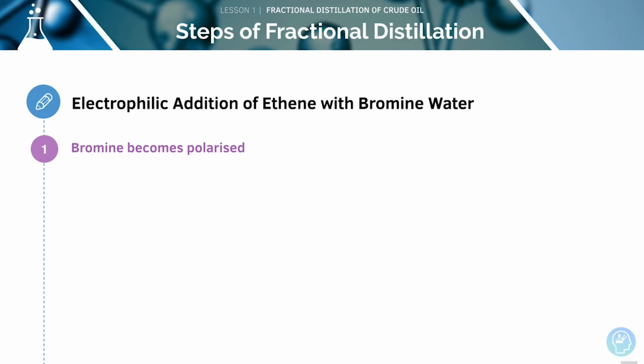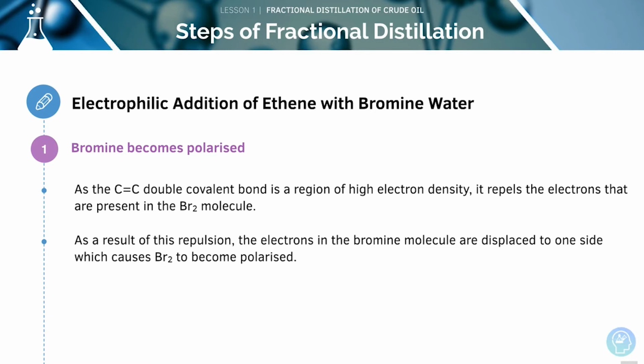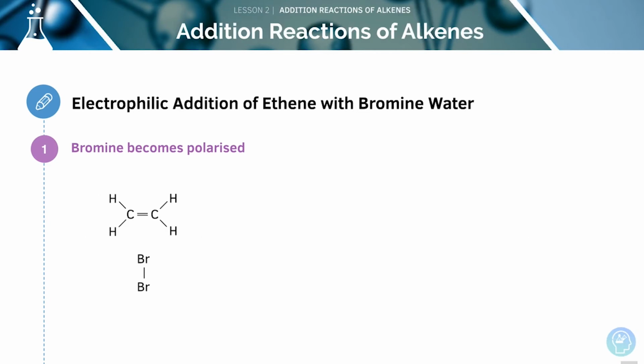Now let's look at the electrophilic addition reaction of ethene with bromine water. The first step is that bromine becomes polarised. So the bromine atom closest to the double bond has a delta positive charge, and the other bromine atom has a delta negative charge. As a result of this repulsion, the electrons in the bromine molecule are displaced to one side, which causes it to become polarised. Here's a diagram of how it happens.